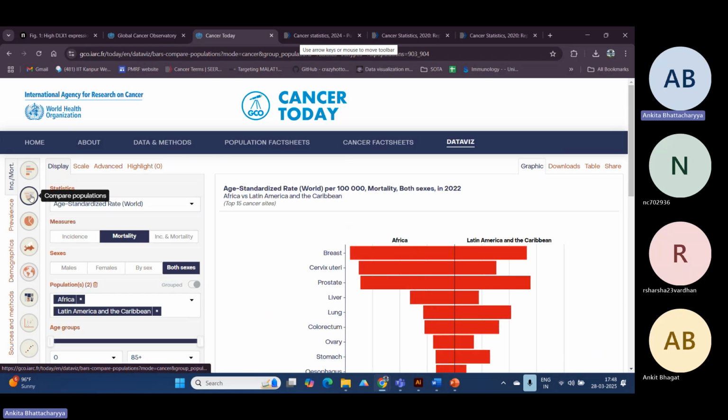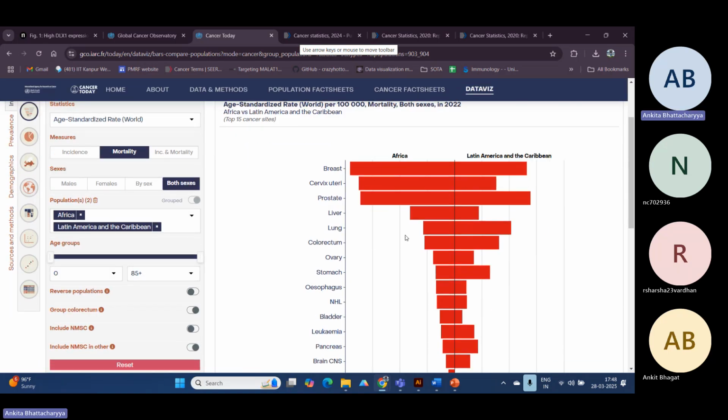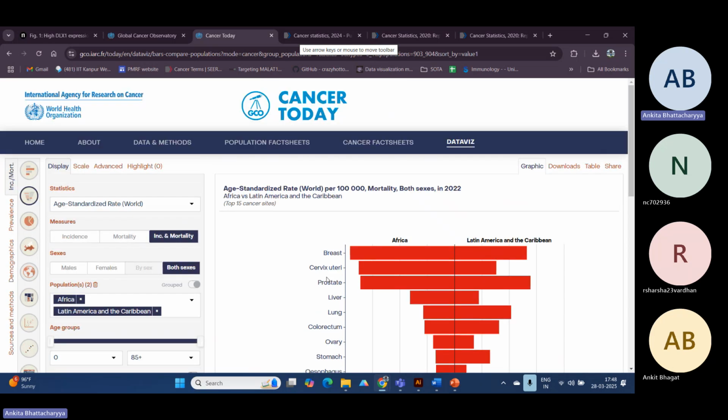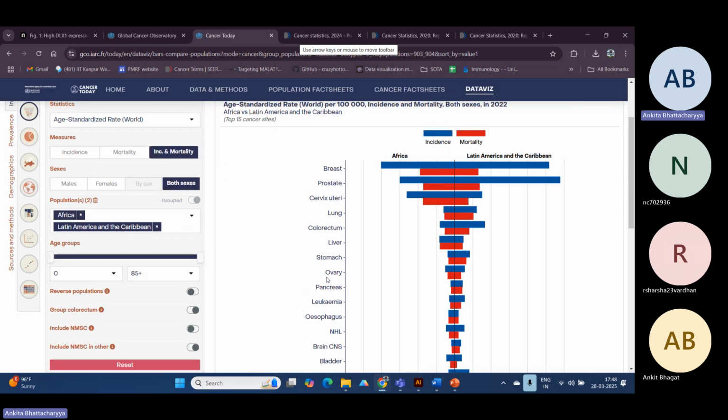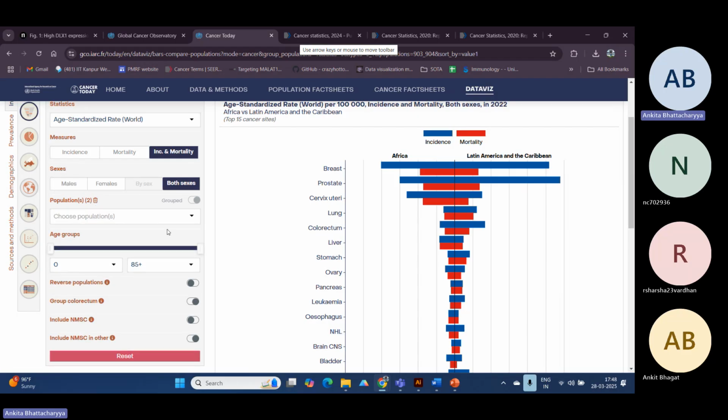Apart from this, you can compare different populations for different types of cancers. This is with respect to mortality. You can compare both incidence and mortality as well, like you can see. So if you have been in contact with a lab, or if you worked personally as well, you must have seen papers, statistics and graphs like these used for representation very commonly.